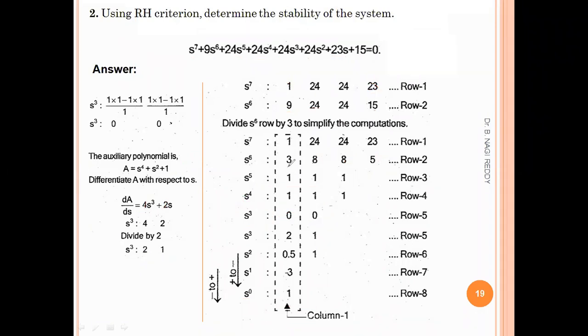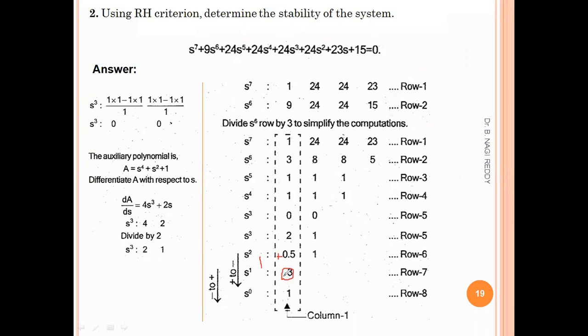Check the first column here. We have minus 3 here. So you can see here it is positive, but here it is negative. So a positive to negative sign change is there from S square to S power 1. So positive to negative, one sign change.